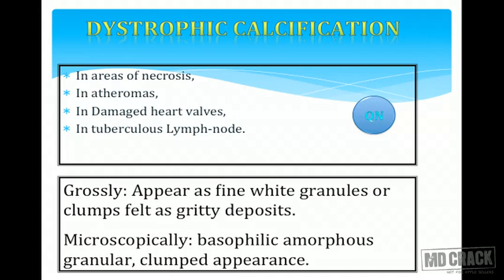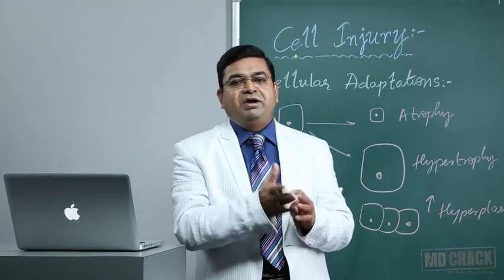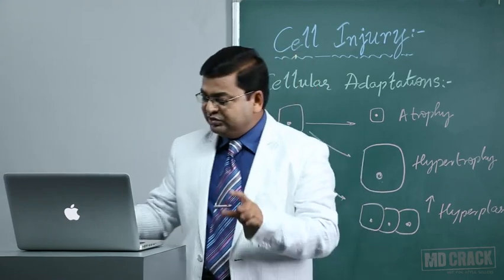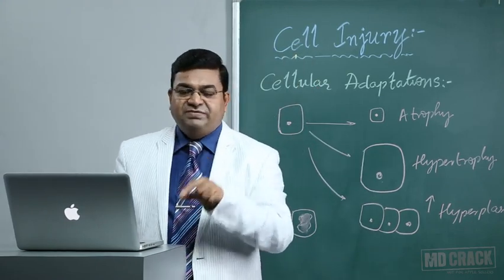So remember the examples where dystrophic calcification will take place. Grossly, this calcified area appears as white amorphous granular material, and if you cut that dystrophic calcified area, you will feel a gritty sensation on your cutting knife. Microscopically, if you examine the section, you will see it as amorphous and basophilic. It will take a basophilic color and show a crumpled appearance. So by seeing it, you can make out that yes, it's a calcified area.